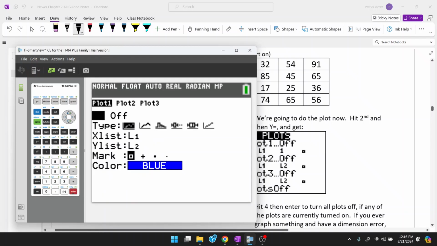Now, you might get a dimension mismatch somewhere. You might have to turn off other plots. But in this case, we have this one. Now, there are 6 types of plots. The third one is what I'm focused on.